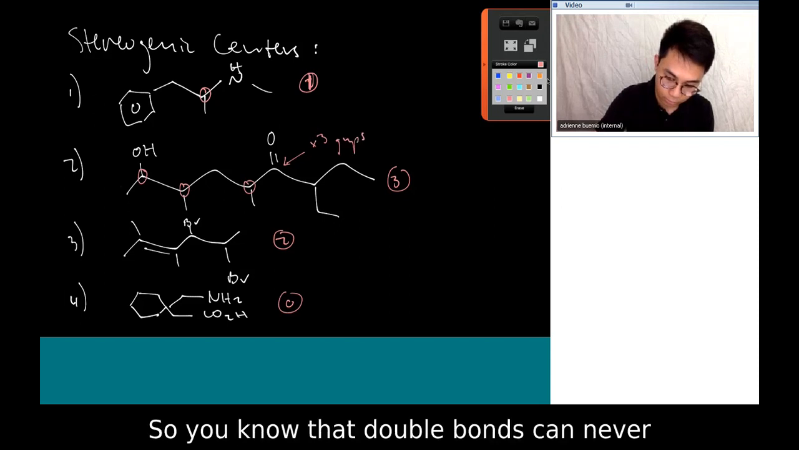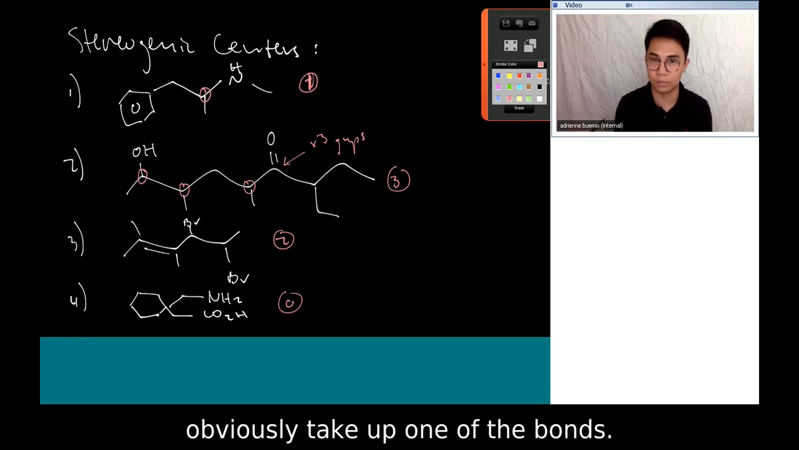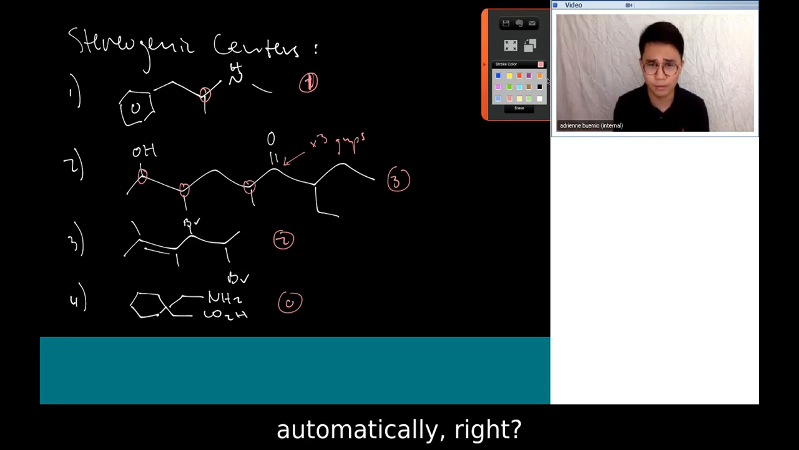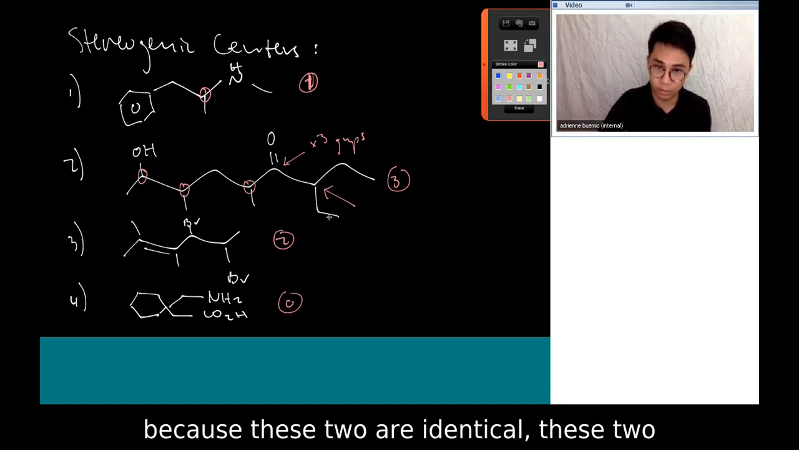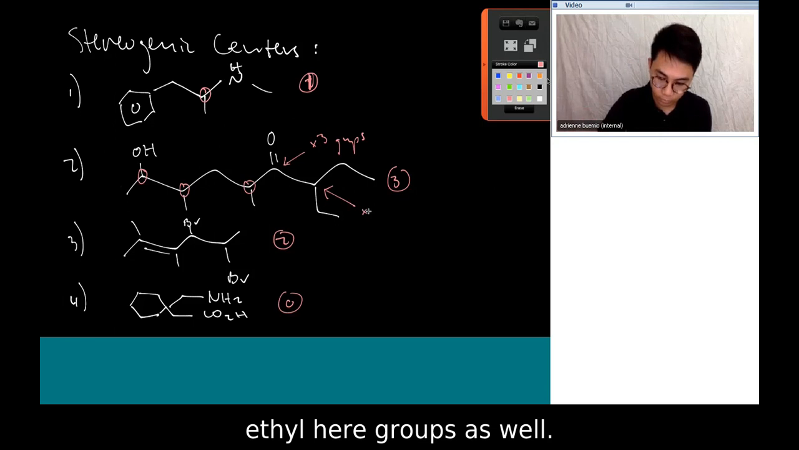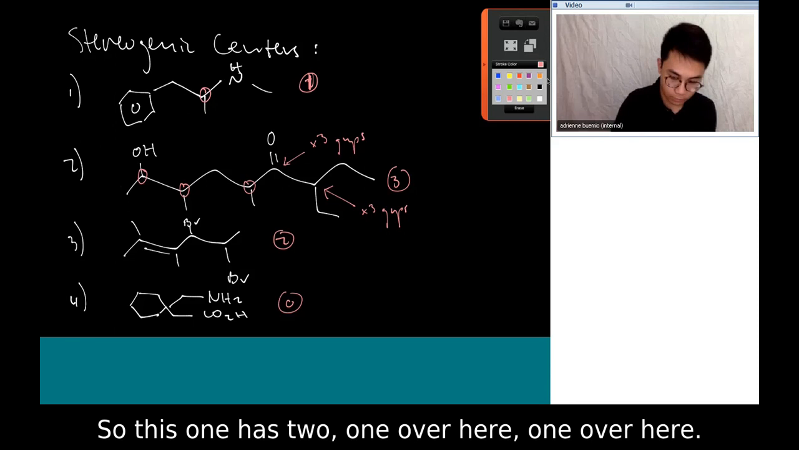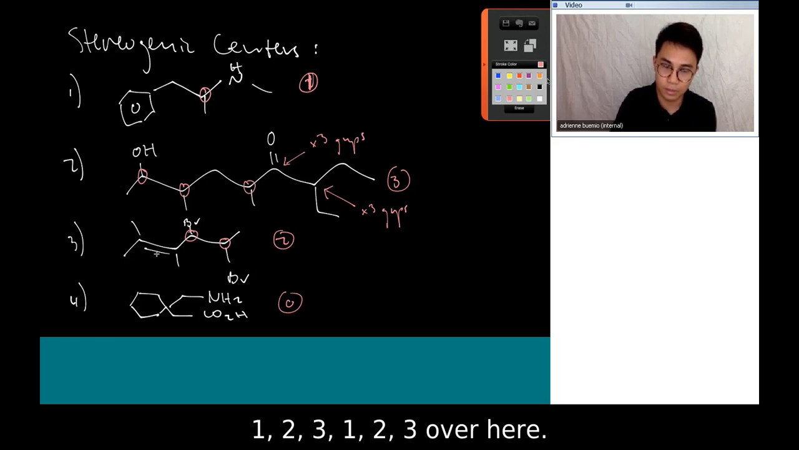So you know that double bonds can never be a stereogenic center, because those double bonds take up one of the bonds. It's not going to have 4 different groups automatically, right? And this one only has 3 groups as well because these two are identical, right? So they're not ones. This one has 2, one over here, 2. Same reason with this double bond, right? This double bond only has three groups. One, two, three. One, two, three over here.